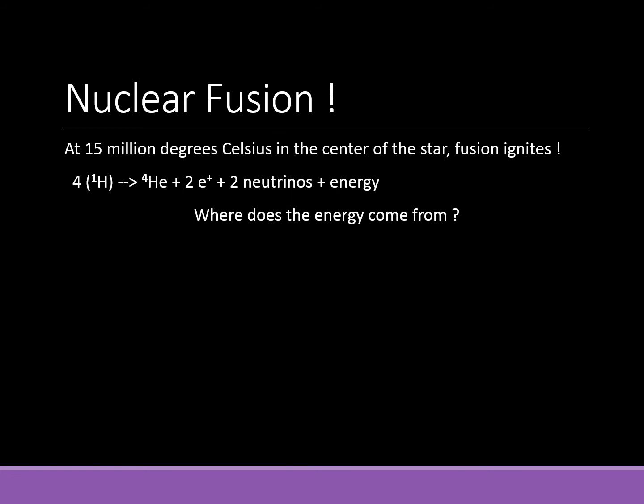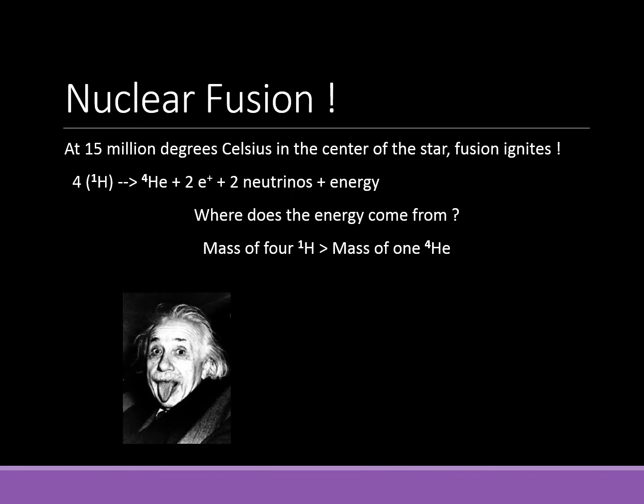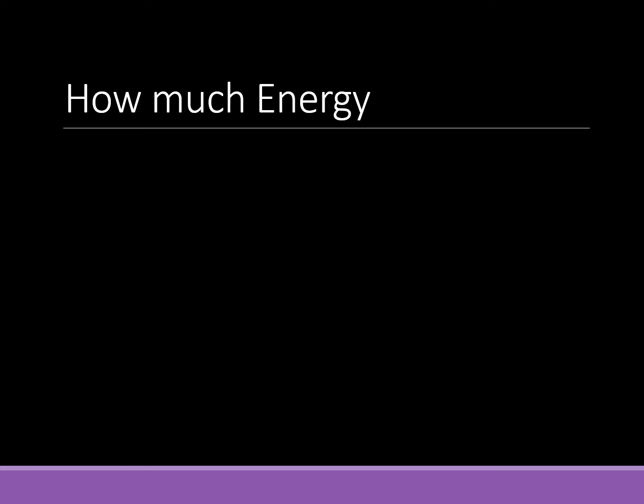So where does this energy come from? It's because of the fusion reaction, and this is the equation that's responsible for the energy, E equal to mc square, which is a very famous equation, Einstein's famous equation. So how much energy are we talking about here? We are talking about 25 MeVs.